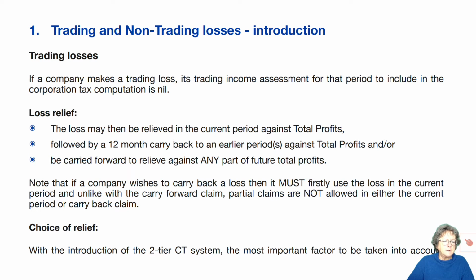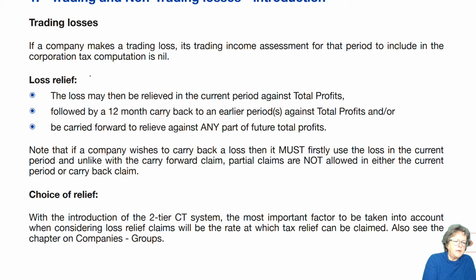So if you do make a loss, that could be an adjusted profit less capital allowances that makes a loss, or an adjusted loss and capital allowances makes the loss bigger. Again, use the same pro formas. Then in the computation itself, you will say nil. Now, these are the main rules for loss relief.